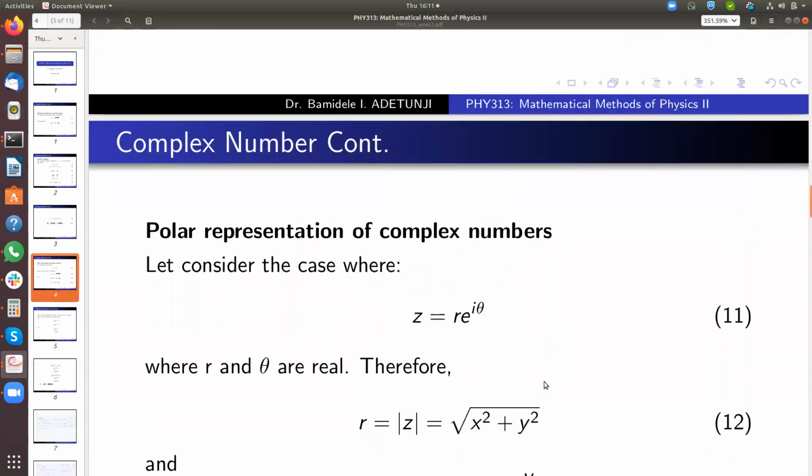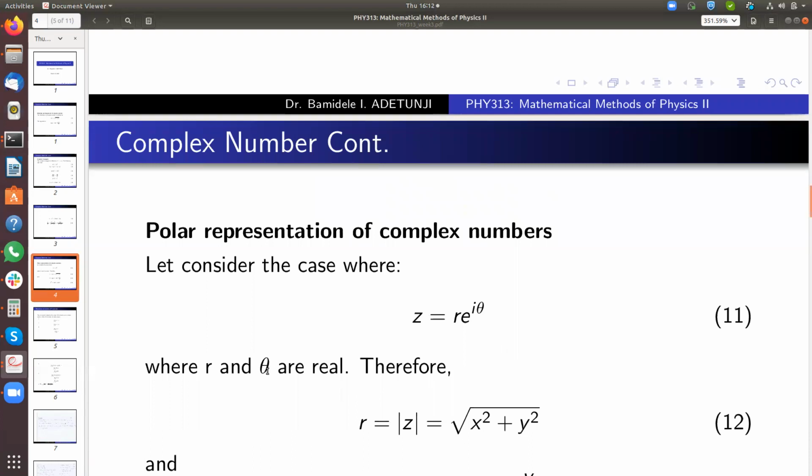Now, another thing that is of importance to us is the polar representation of complex number. That is, when you represent a complex number in polar form, earlier on we said that z is equal to x plus iy, but if you are taking it to polar coordinates, z is equal to r exponential i theta.